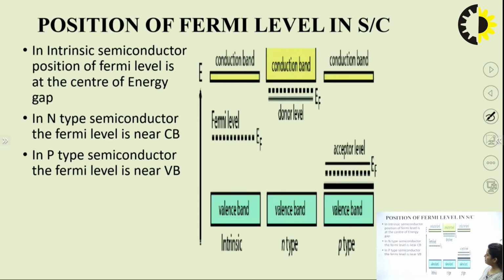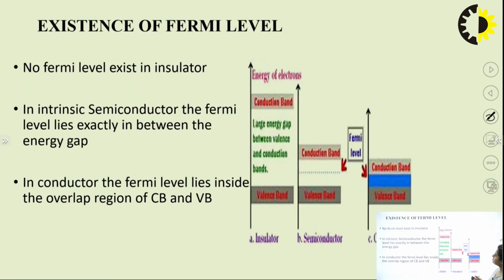How the position of the Fermi level changes, as we have already discussed: firstly, in between the conduction and the valence band, the Fermi level is in between. For the N type, it shifts towards the conduction band. For the P type, it shifts towards the valence band.